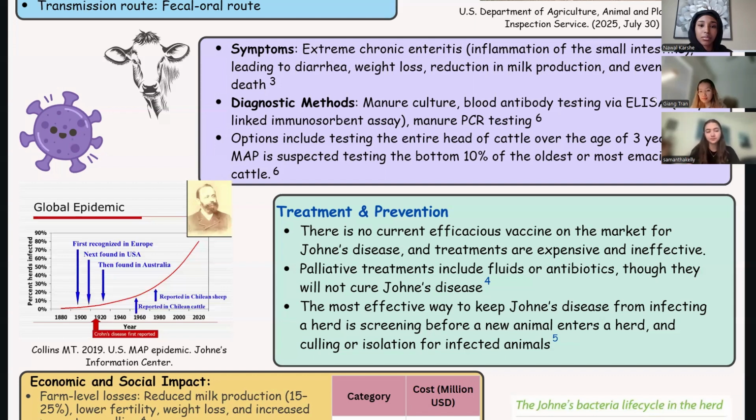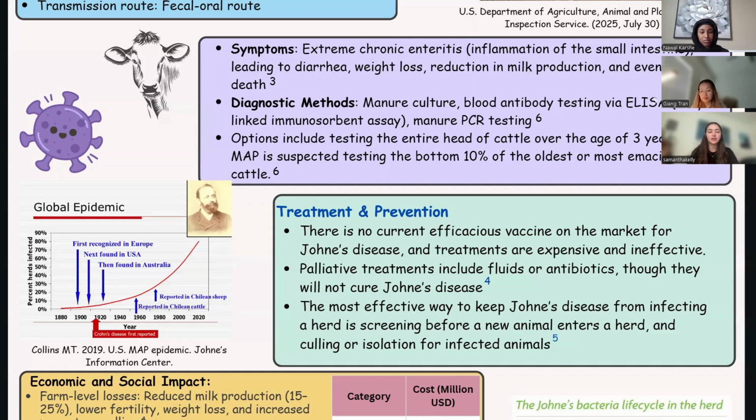On the left there is a chart showing the prevalence of Johne's disease using positive testing on the y-axis. It was first recognized in Europe in the 1900s, then the USA, where it was first reported in the 1920s. It has since increased dramatically in prevalence in herds, as you will see, making the largest ascent in the 1960s to the 1980s.